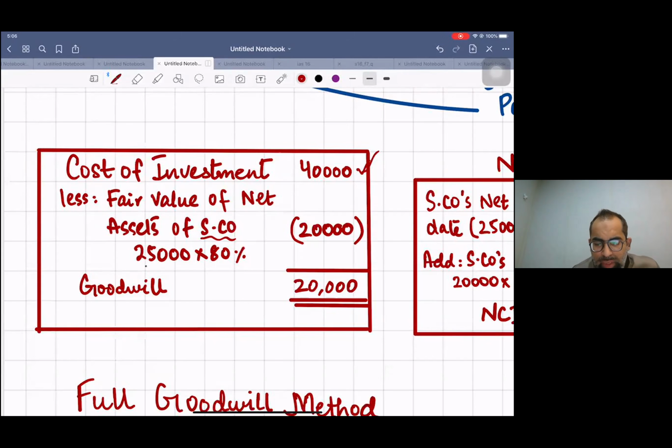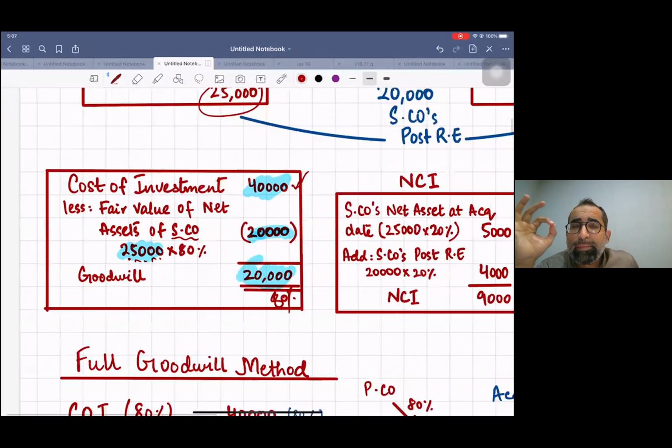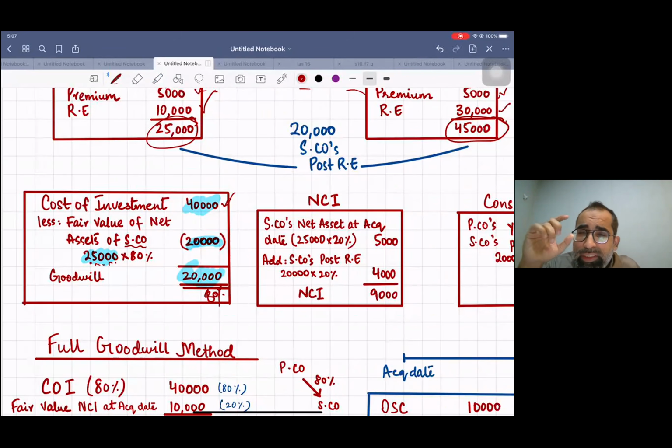So definitely we have to multiply the net assets of S company with 80%. Just think, this COI is 80%, this net assets packet is also 80%, so obviously the goodwill is also 80%. Okay, so this is the first characteristic of the proportionate method: whatever percentage holding you have, you will compute goodwill to that extent only.